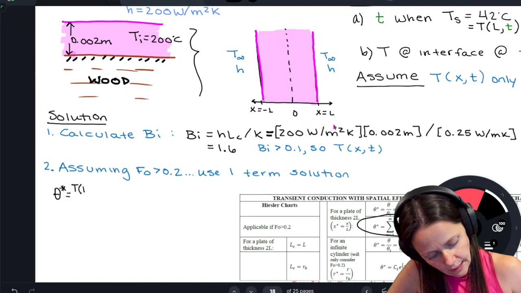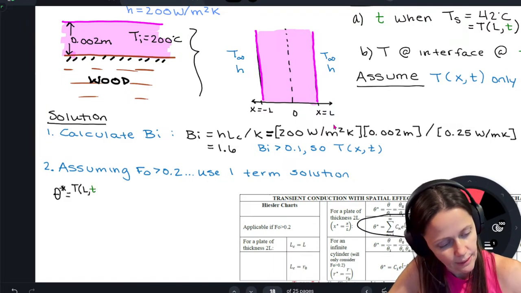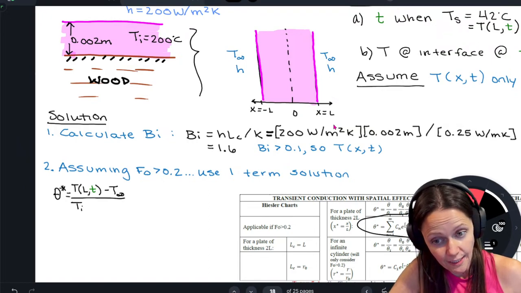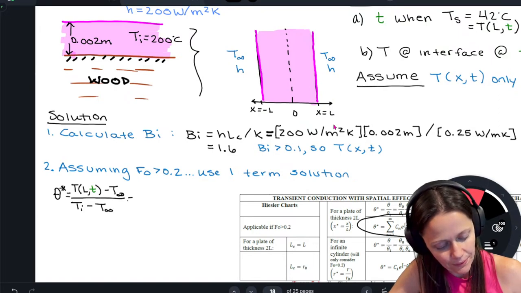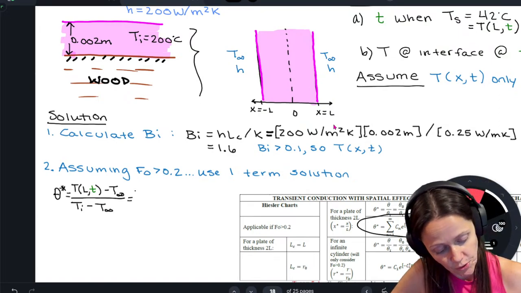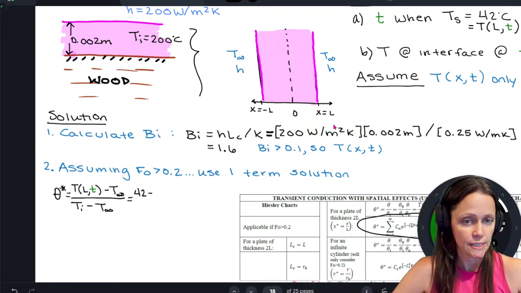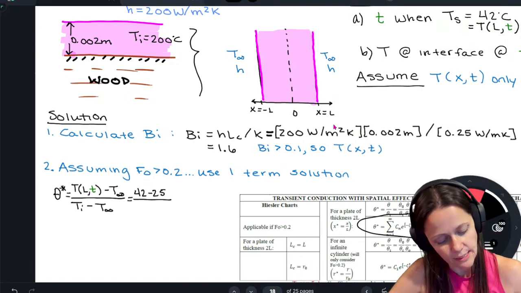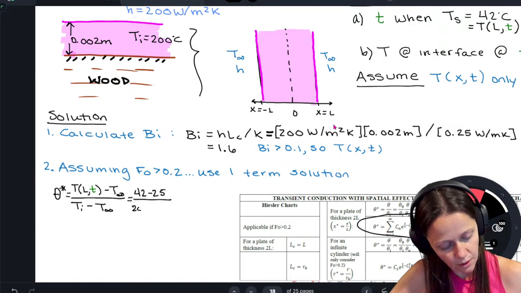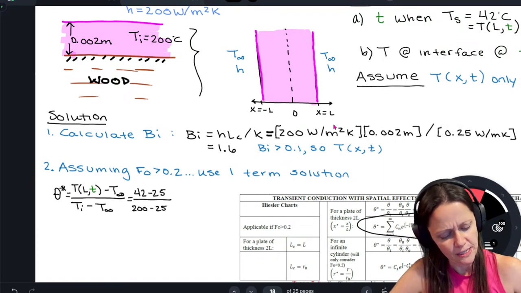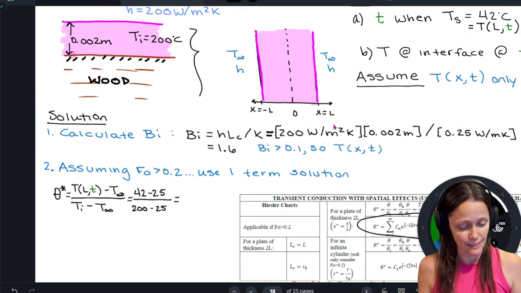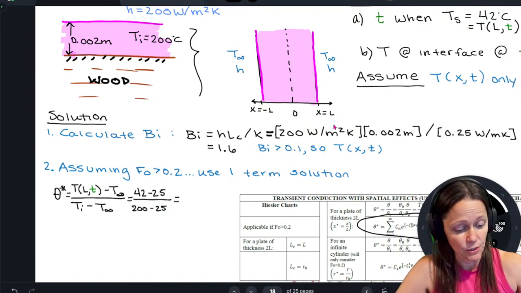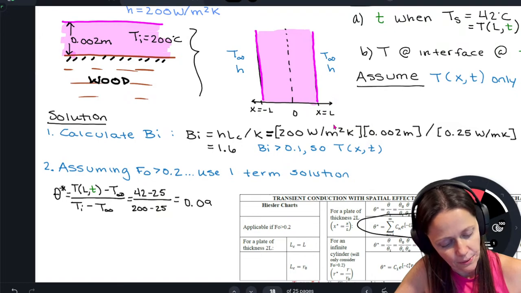I am interested in the surface temperature, so this is the temperature at x equals L, at this particular time that I want to find out. So it is T at L and t, minus T infinity, over T initial minus T infinity. Now I've got numbers that I can plug in. This is going to be 42 degrees Celsius, T infinity was 25 degrees Celsius, T initial 200, and then 25. The degrees Celsius are going to cancel out. I end up getting a value of 0.097.